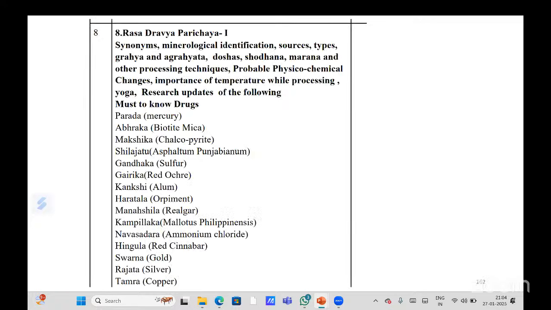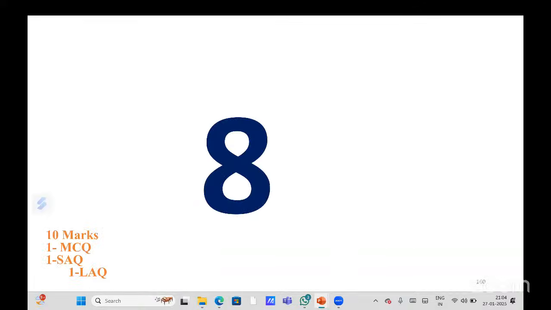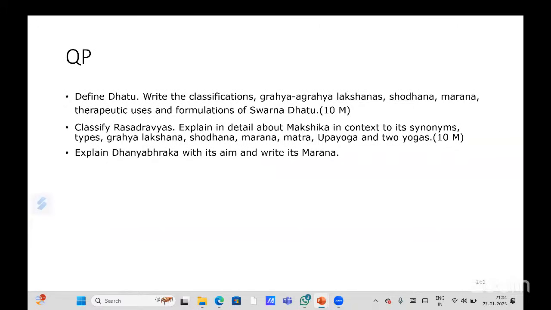Here you have one MCQ, one SAQ, and one LAQ. There may be chances of asking a long essay or short essay and even an MCQ also. Okay, so these are some previous RGHS question papers.